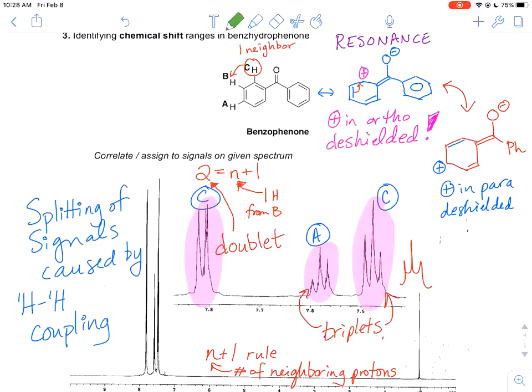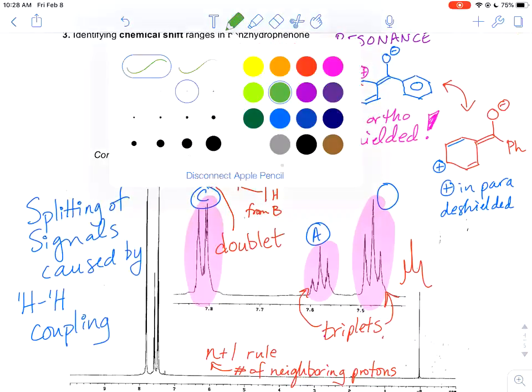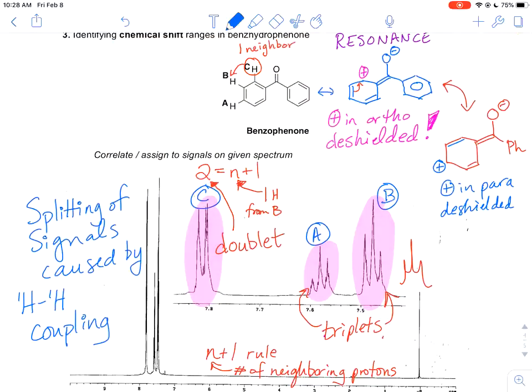We see that signals A and B are both split into triplets. So look at signal A first. Signal A is right next to this B, but there's a B on the other side as well. So it has two neighboring protons. Then your n is 2. So n+1 is 3, and that's how we get the triplet.